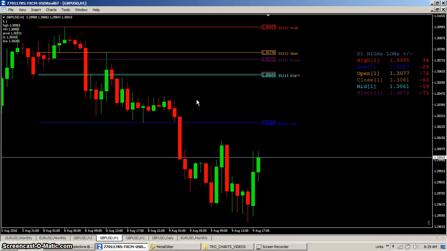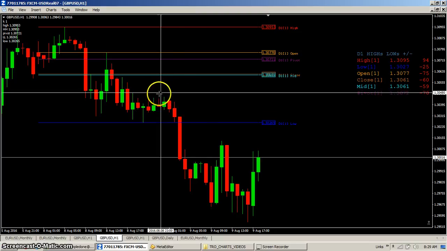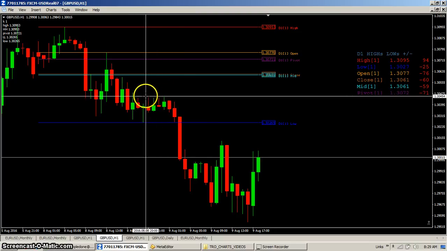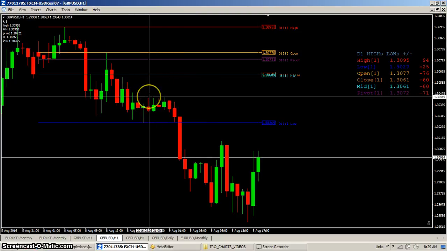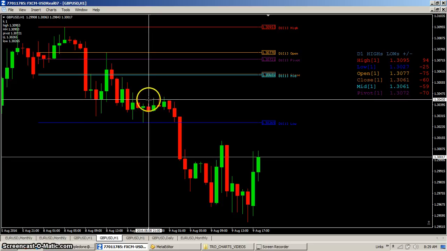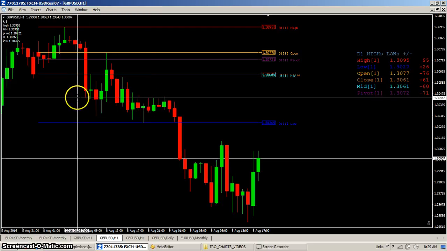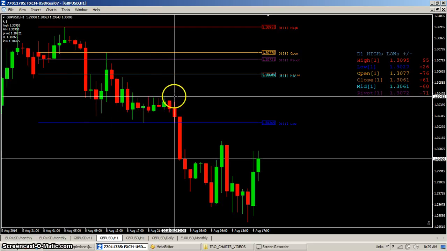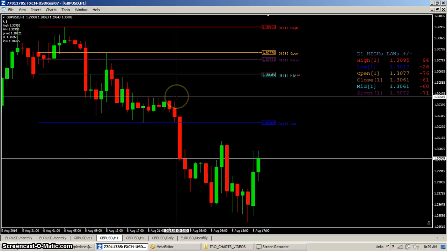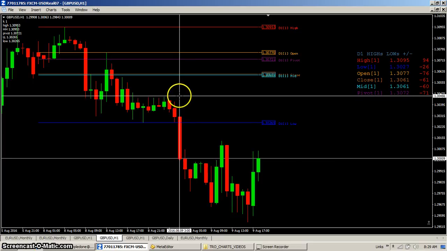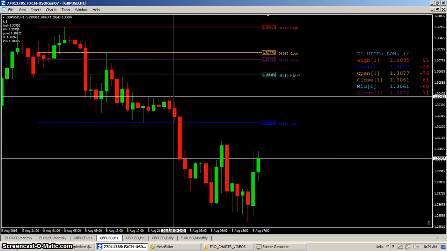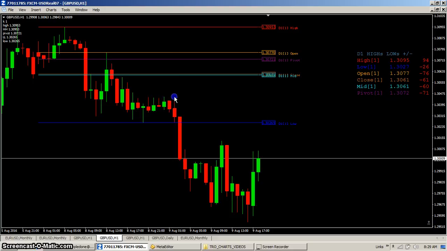Now, you'd say, well, where would you put the stop? Well, you can just look and see here. And you've got some highs here, and you can see there was a low there that bounced. So probably you want to put the stop maybe a couple pips above that, and that would give you a cushion.